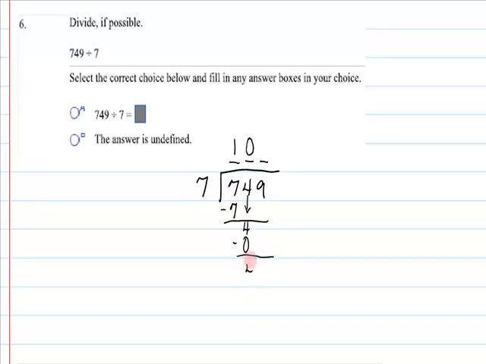Subtract 4 and bring down one number. Does 7 go into 49? Yes, 7 times. 7 times 7 is 49. I have a 0 remainder this time. My answer is 107. And you don't write remainder 0.